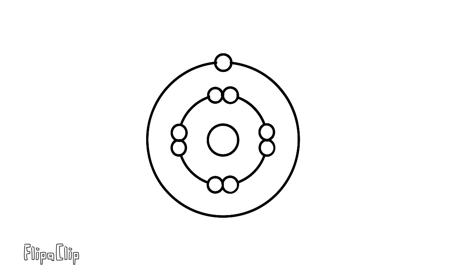Elements with few valence electrons will usually try to get rid of them and will become a positively charged ion, or cation, while elements with almost 8 will try to get more electrons, making them a negatively charged ion, or anion.